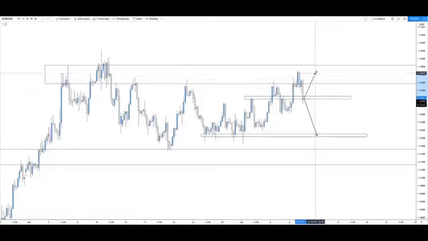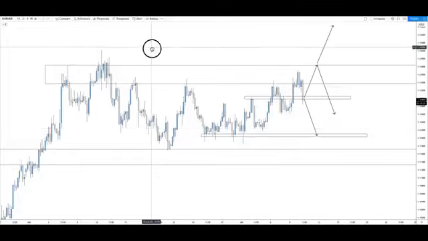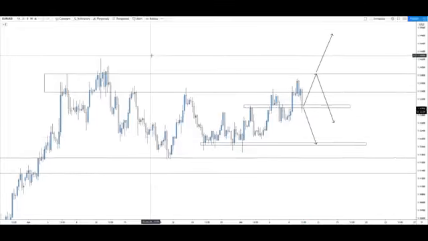potentially see price come up into this level and potentially look for either a break towards the upside, or a situation where we have another rejection and we see price continuing to push towards the downside. So I hope this video helped you guys.